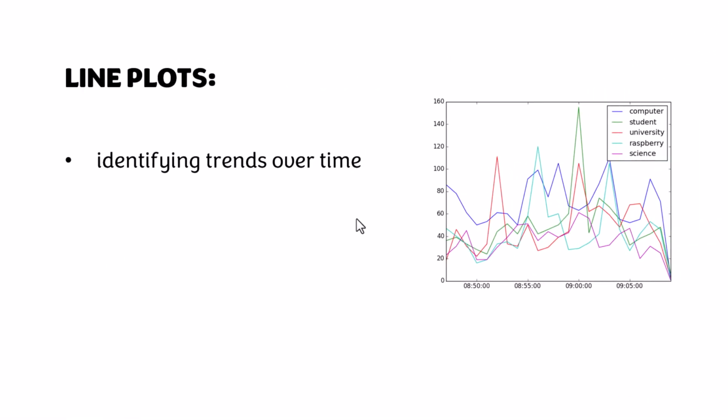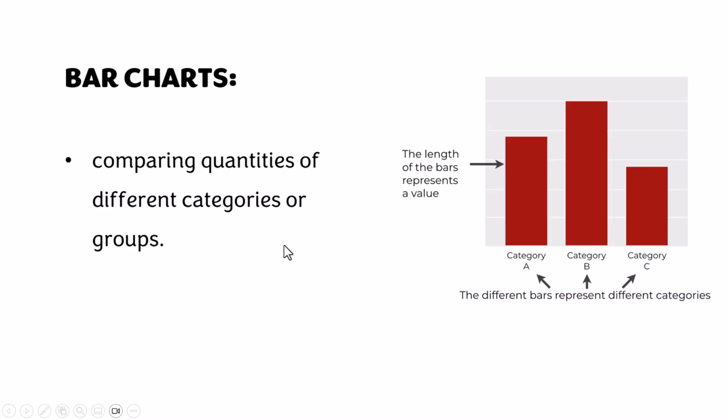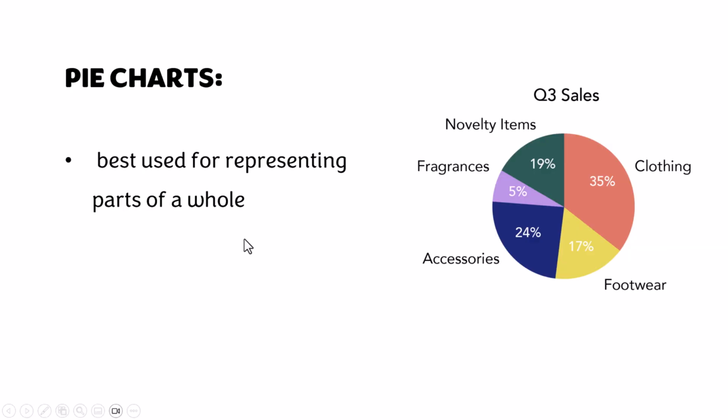So we have line plot, which is used to identify trends over time, and we can use it to identify trend of multiple categories, as we have seen. For example, this is used to identify the time trend of these categories. Also, we have bar charts, which is used for comparing quantities of different categories. We can use it to compare counts or maybe other statistical values like mean, median or the mode. We have pie charts, which is best used for representing part of a whole, like seeing how a particular whole is divided into segments, just like the segment of a circle or sector.